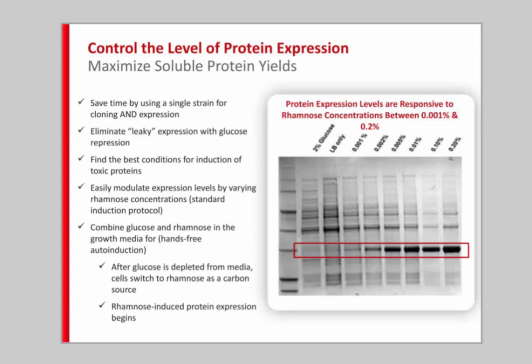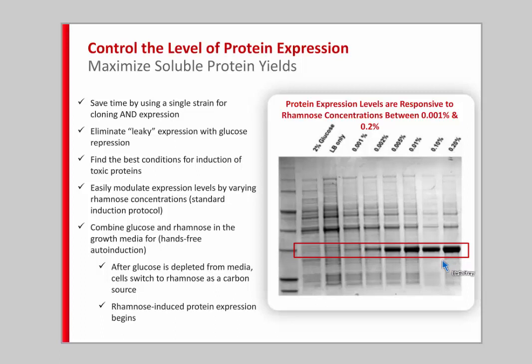Well, this gel shows how responsive the system is to varying concentrations of Rhamnose in the growth media. Under glucose repression, leaky expression is essentially eliminated here. We see almost none of the protein of interest. In the absence of glucose and Rhamnose, there's virtually no expression either. Maybe we see a little bit of a hint here, but essentially there is none. No detectable expression. However, when the cells are exposed to a gradient of Rhamnose in the growth media, we see a concomitant increase in the level of protein expression. And this is true for Rhamnose levels between 0.001% and 0.2%. So it's very, very sensitive.